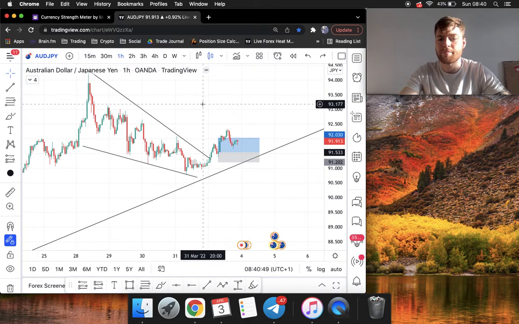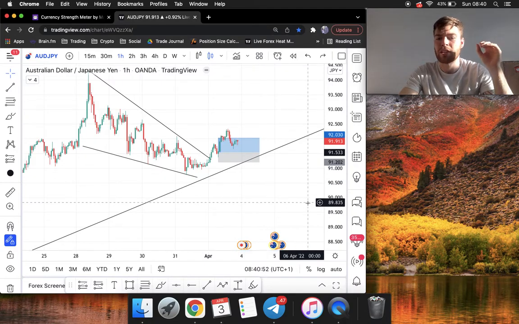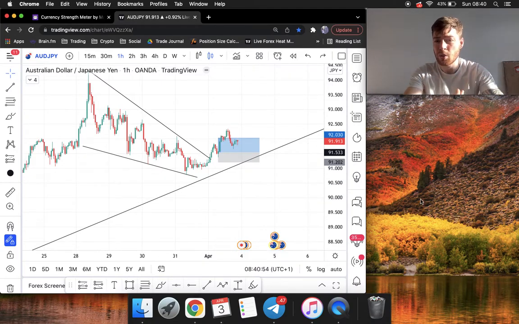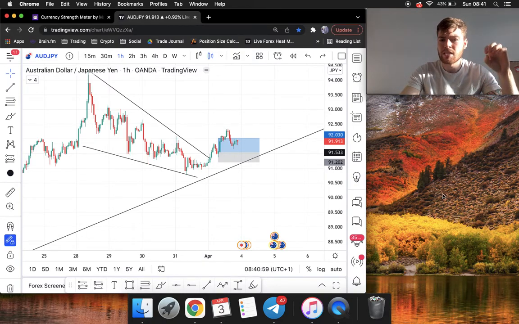I'm just going to show you guys another really useful tool that I use, and it gives me extra confidence to take a trade. I found this tool really useful for giving me confidence to enter a trade, and an extra reason to enter the trade.